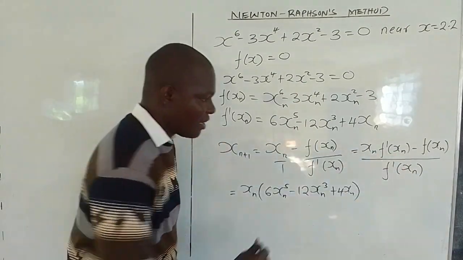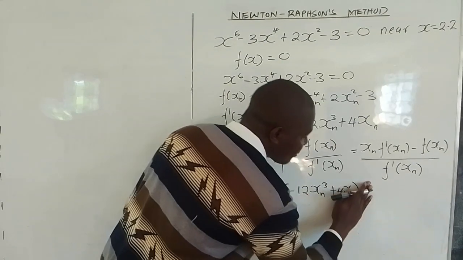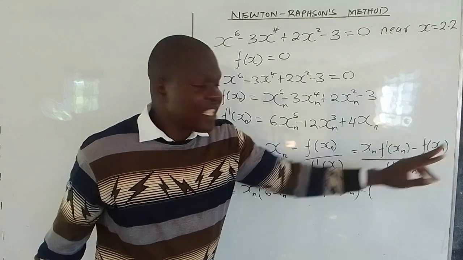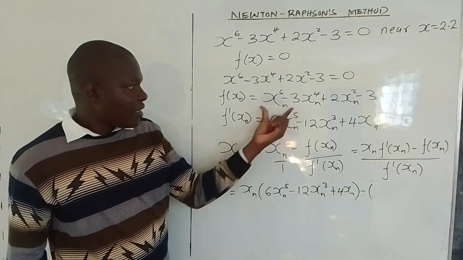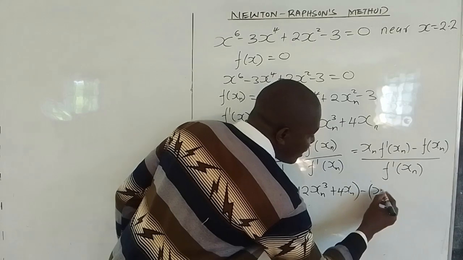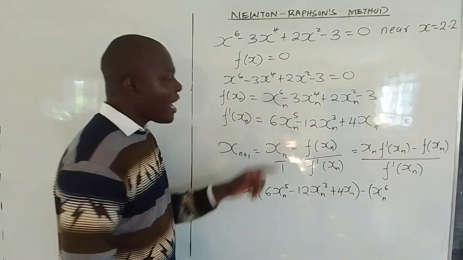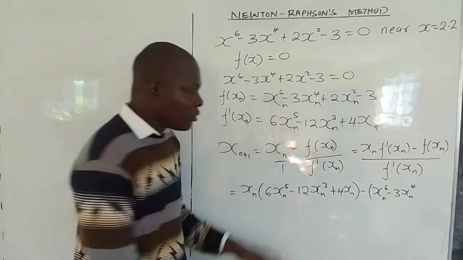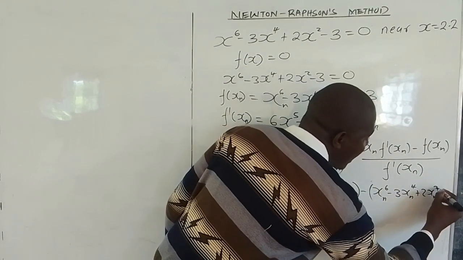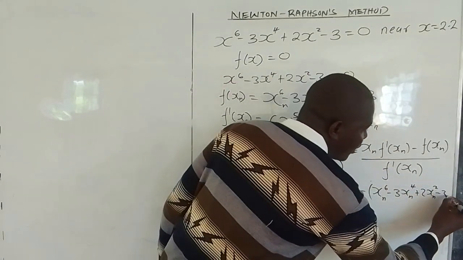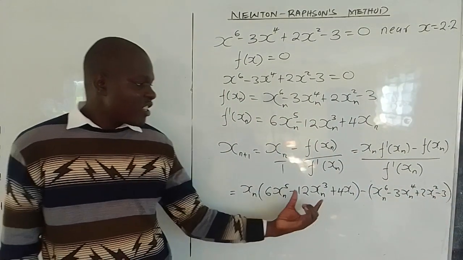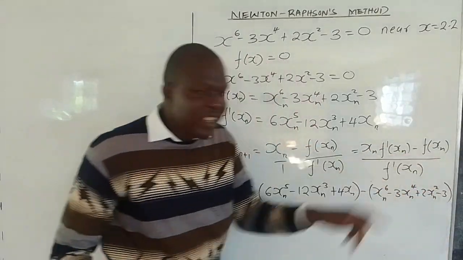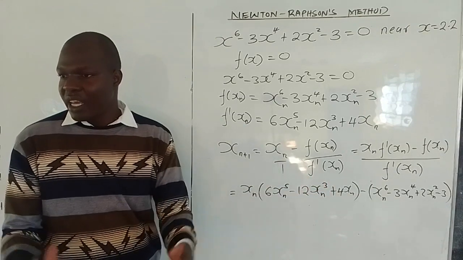Then it is minus. It is minus what? F of xn, isn't it? So what is f of xn? Xn raised to power 6 minus 3 xn raised to power 4 plus 2 xn squared minus 3. So you substitute everything. Anything you are substituting must be inside the bracket to show that the whole of this is f prime of xn, the whole of this is f of xn. That's why it is in bracket, isn't it?